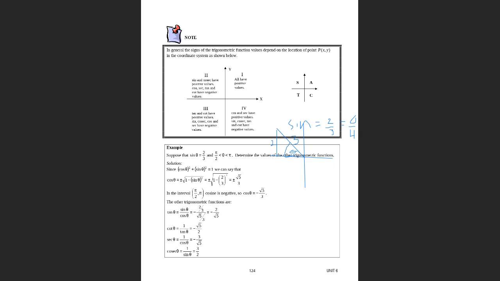So now, to get the adjacent, you must use Pythagoras' theorem, which says that 3 squared equals 2 squared plus a squared.